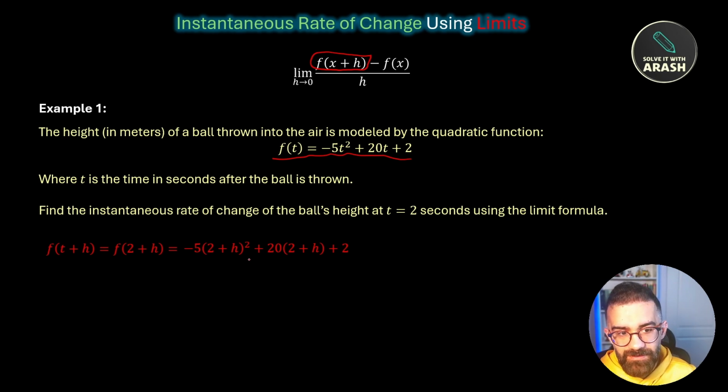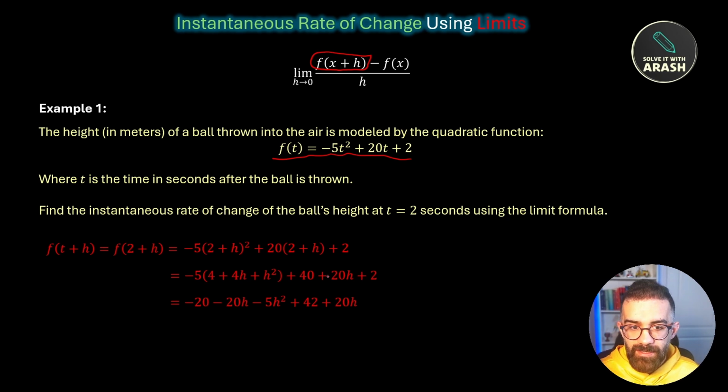Let's simplify this a little bit by expanding this linear binomial. That's what I'm going to get. Negative 5 times 4 plus 4h plus h squared instead of the first term. Now let's expand it a little bit more by multiplying out negative 5. That gives me negative 20 minus 20h minus 5h squared. And 40 plus 2 is a 42, and we also have a 20h.